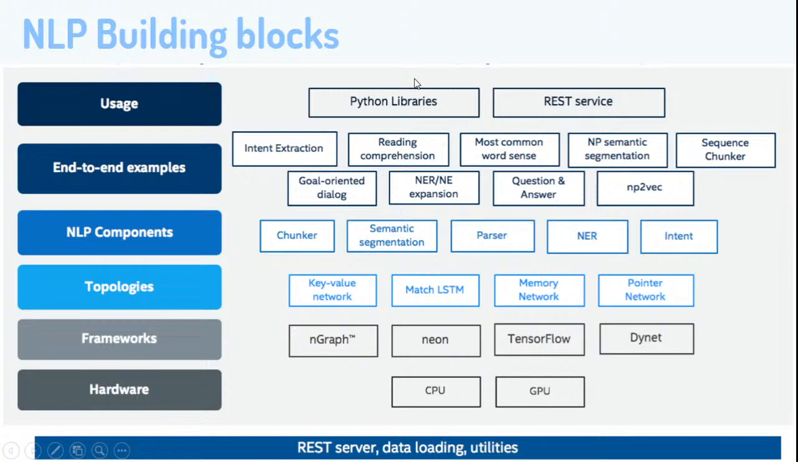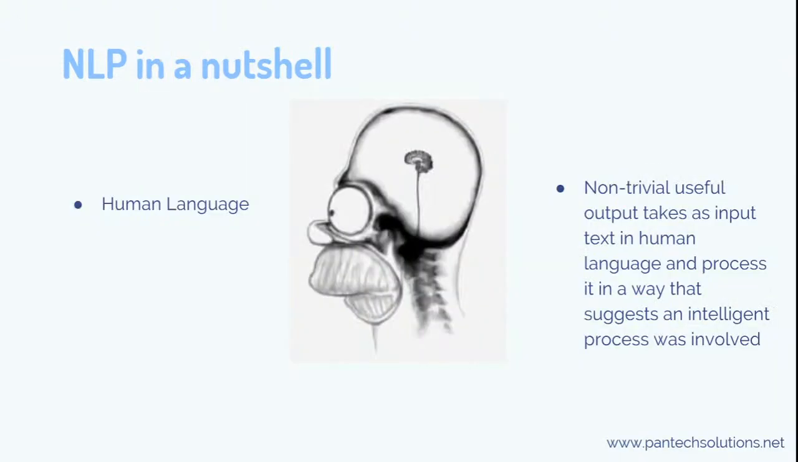So this is one of the architectures, building the architecture of NLP. Simply, we will talk about what NLP means. As humans we have a language, and you need to process that language into something useful. For that purpose we take text in a human language as input and process it in a way that suggests intelligent processing was involved. When human language or any other text language is processed into an understandable language by a machine, it is called NLP, natural language processing.